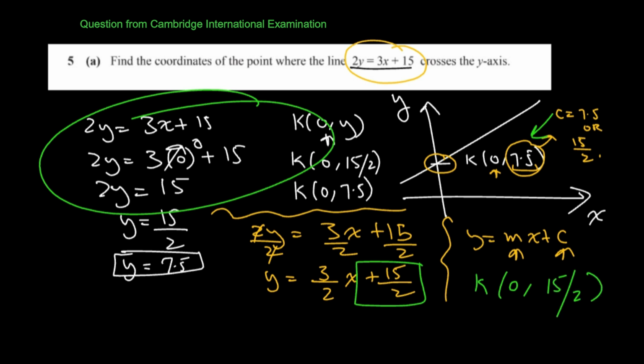So if any question asks you to find the coordinates where the line crosses the y-axis, that means they are asking about 0, y. And this y needs to be the y-intercept. You can calculate this y-intercept by substituting x equals 0 into the original equation, or by simply rearranging the equation in the form y equals mx plus c. And this y value is the y-intercept c.